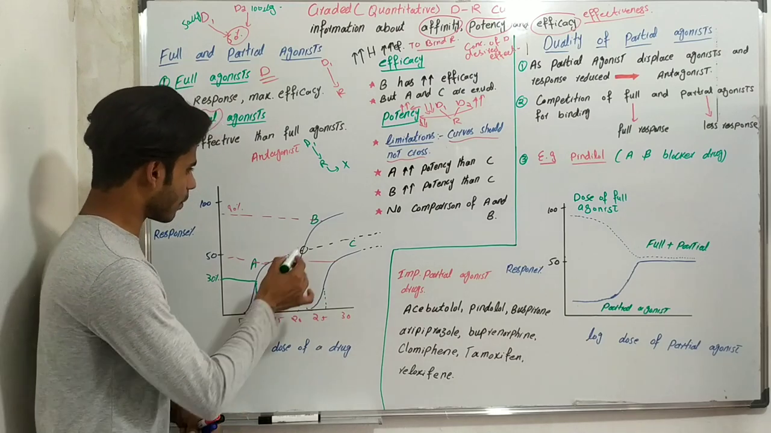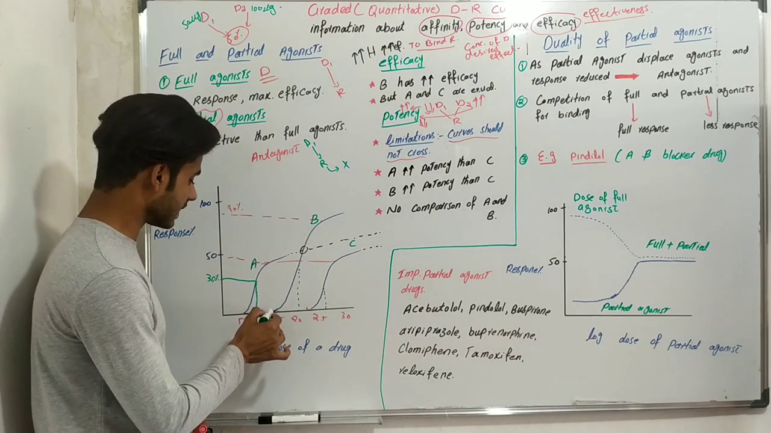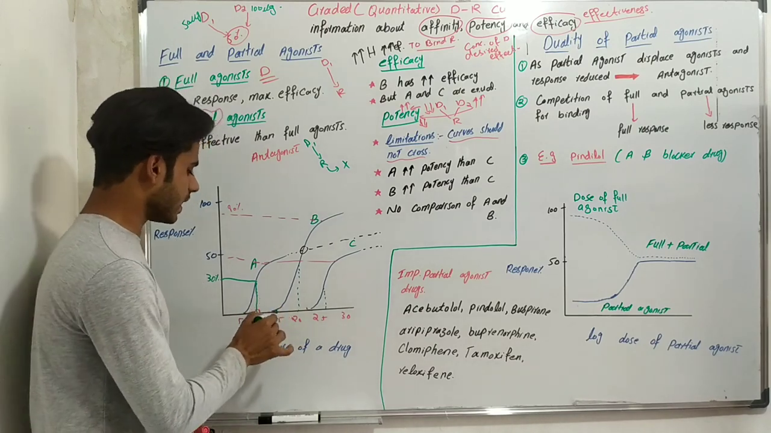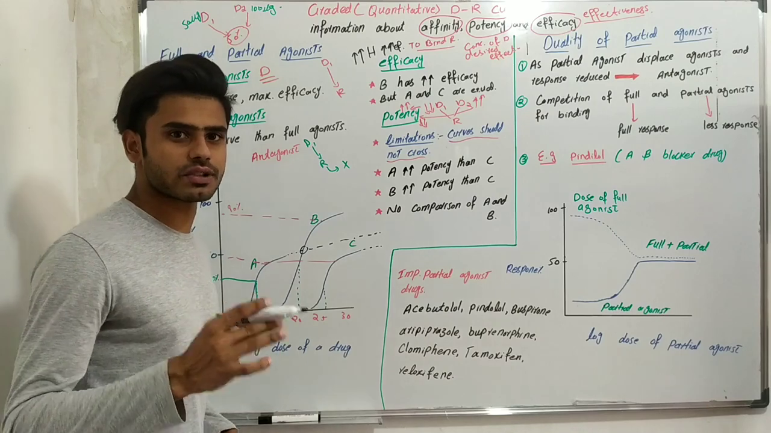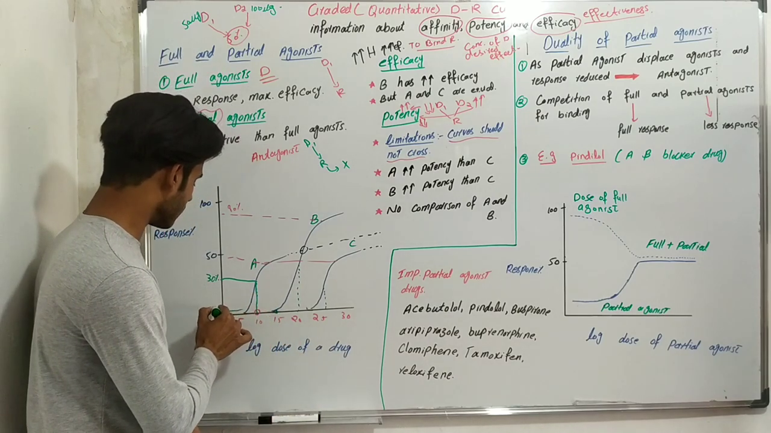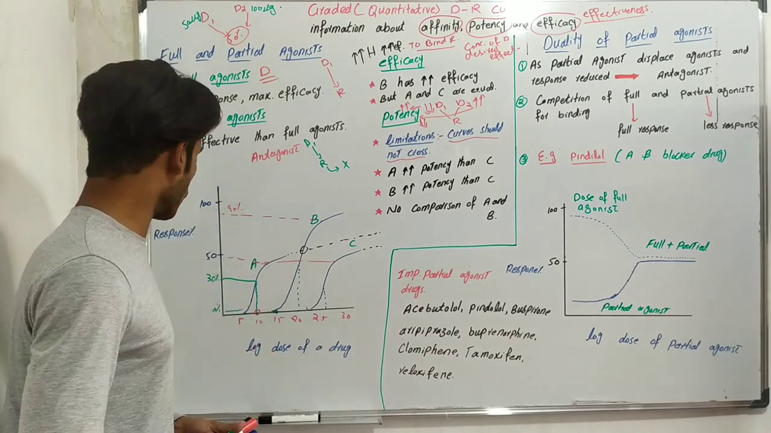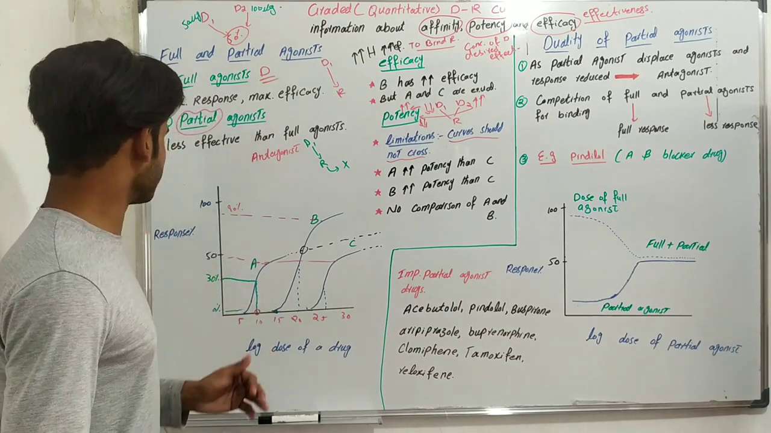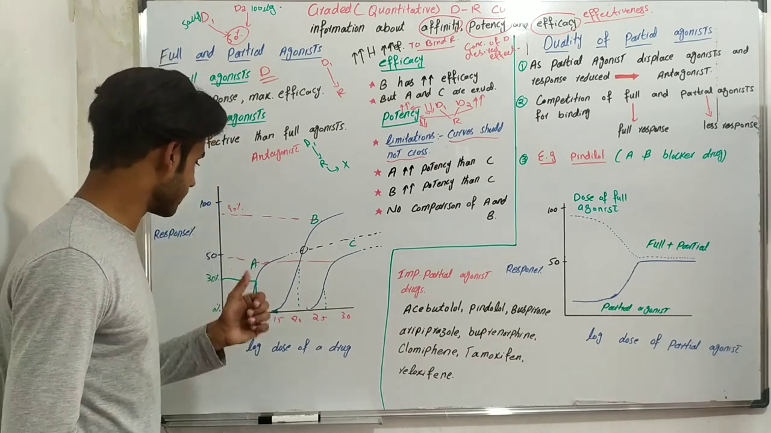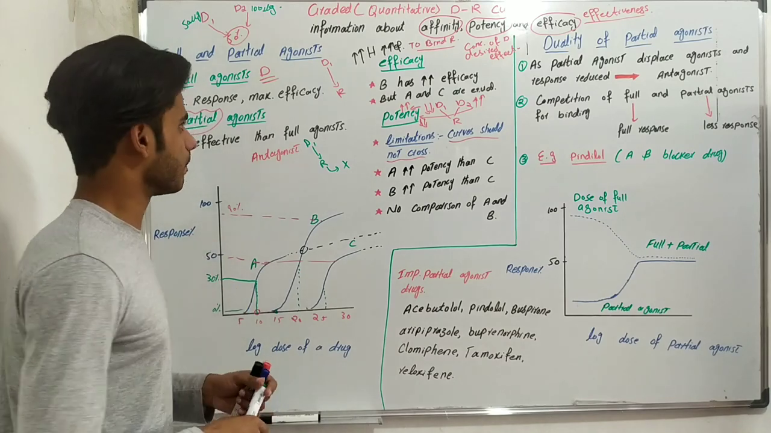And what is the response of drug B at 10? That's zero, because it starts at 15. It will start its action, it will start to give its response at 15. But at 10, its response is zero. So which drug has more potency? Drug A. Which drug has the maximum response? Drug A, 30%. And here the concentration is the same.